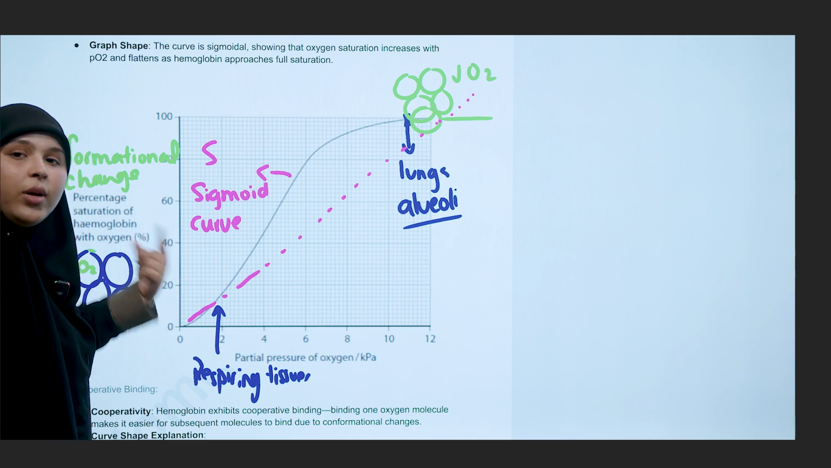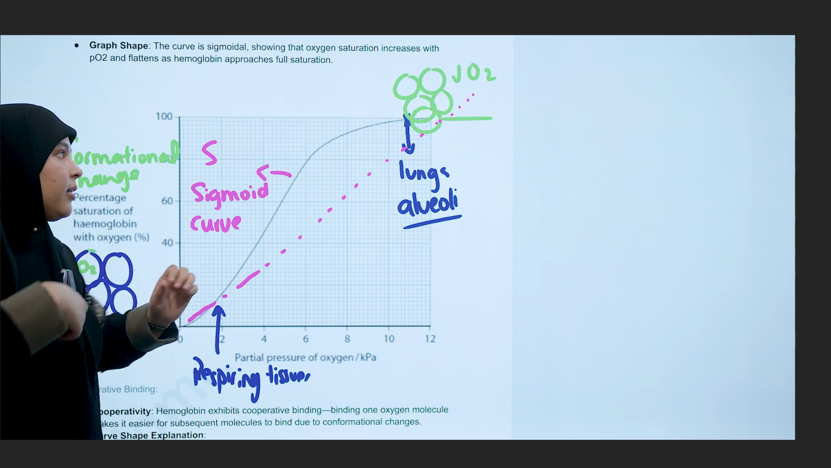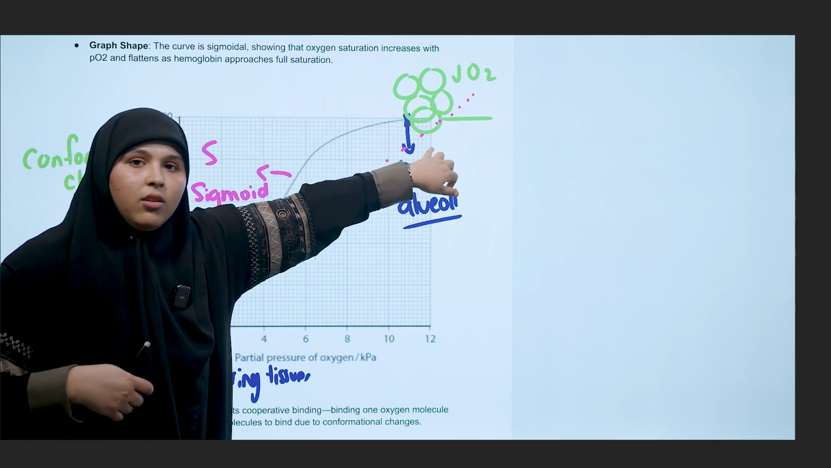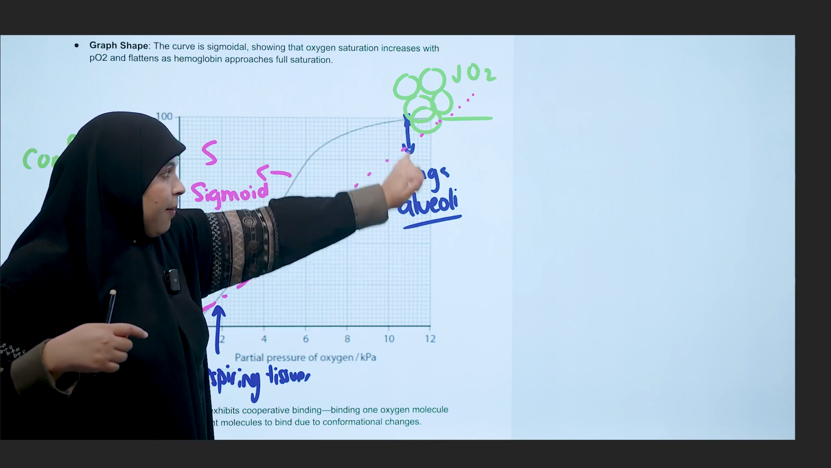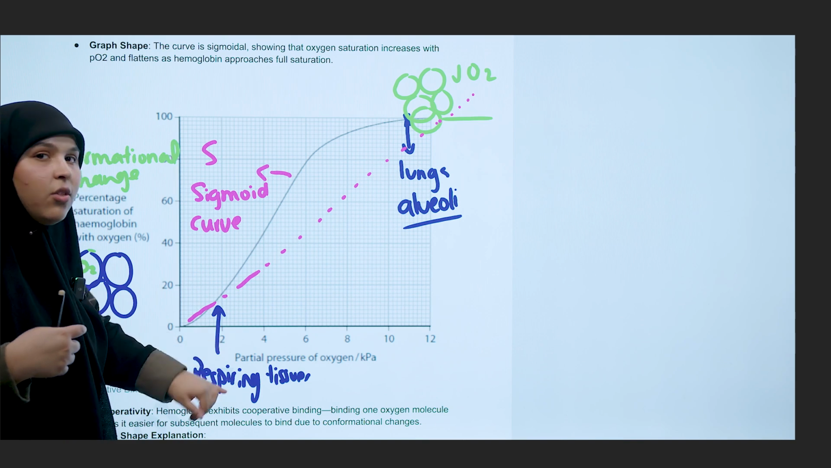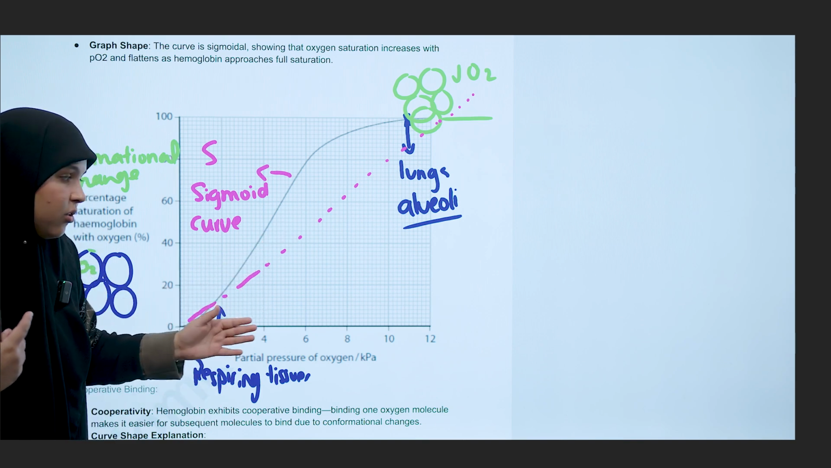a quaternary structure, or a 3D structure protein. It's going to expose the sites where other oxygen can bind, and then it will flatten because it's already fully saturated. All the 4 sites now are filled with oxygen. Where does this happen? In the lungs, specifically in the alveoli, where the unloading happens in the respiring tissue, or where this red blood cell is coming from the respiring tissues.